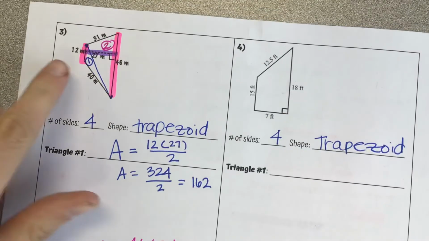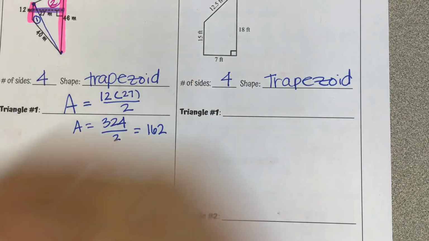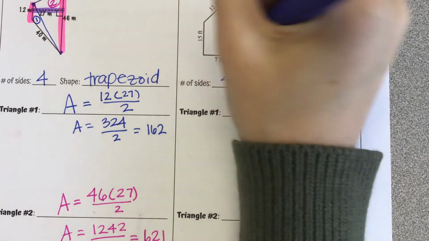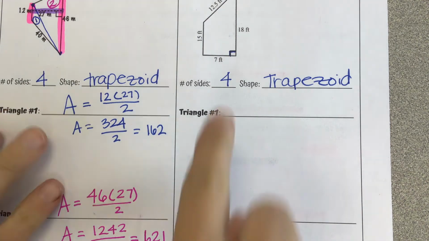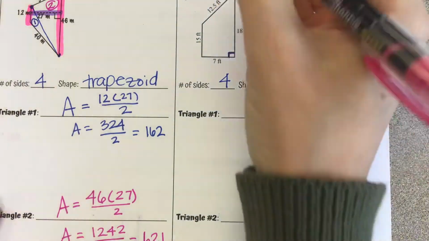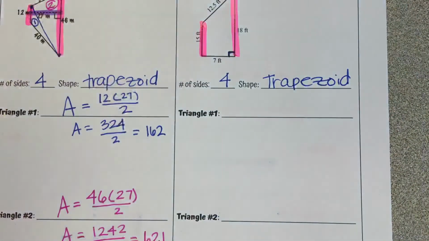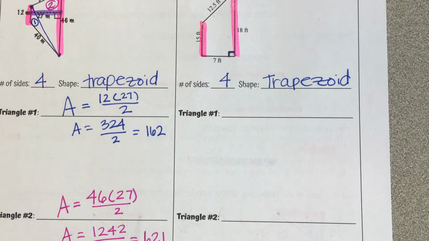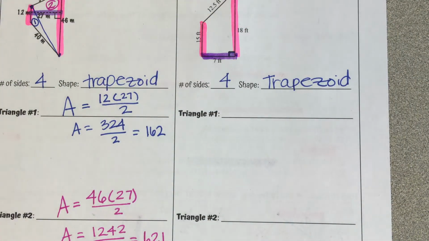The rest of them have all had a dotted line to show us the height. This one doesn't. I do see my 90-degree symbol here, so I know that one of those measures, 7 or 18, is the height. So instead, I'm going to identify the parallel sides first. 7 is not parallel to the 12.5. They're not going the same direction. So in this one, the left side is parallel to the right side, which tells me my perpendicular height is 7.